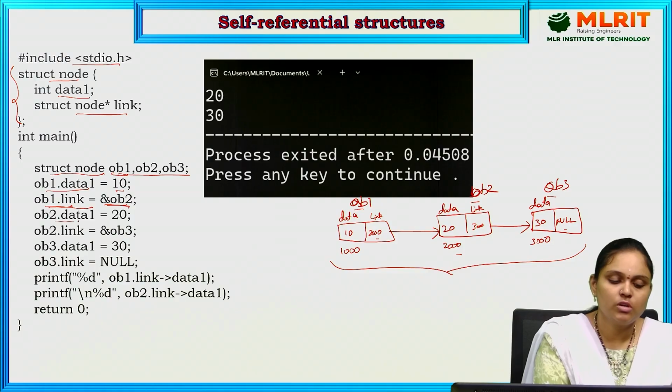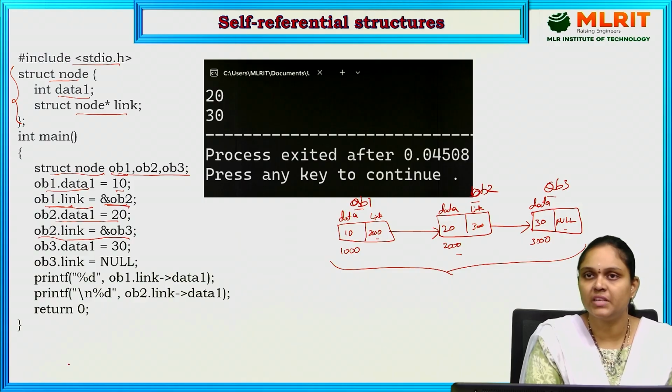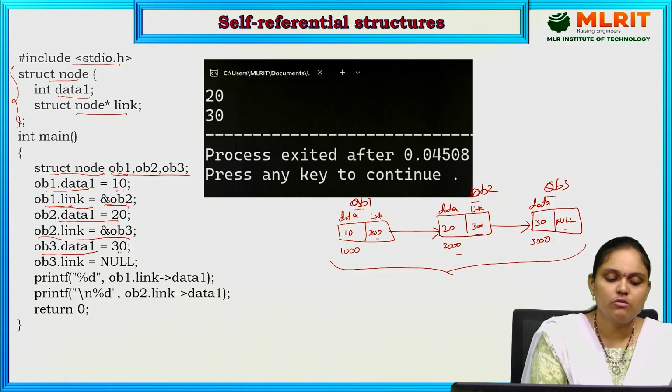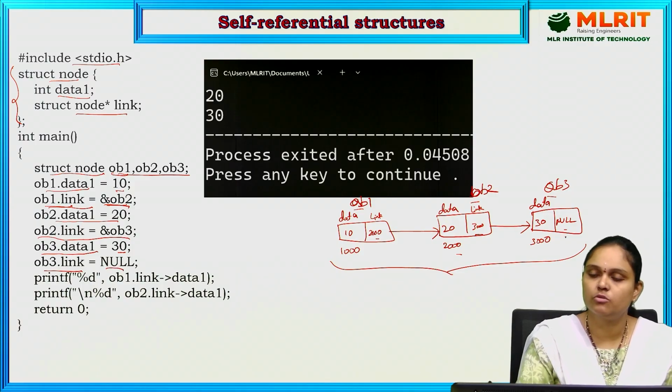And the next OB2 data is equal to 20. And the address of the next node we are placing in OB2 dot link, that is address of OB3, the address of that next node. And the next OB3 data is equal to 30 and OB3 dot link is equal to null. So we are stopping our linked list over here.